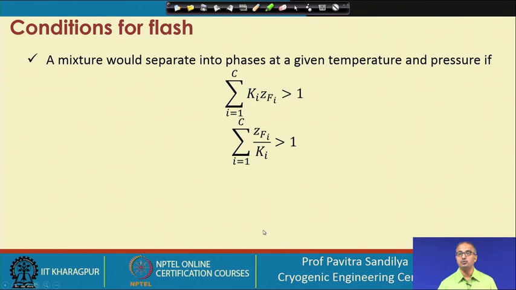Now before we go to the flash calculations, we have to ensure that we are having a two-phase mixture. So we do this kind of checking, that the summation of Ki ZFI should be more than 1. Similarly, the summation of ZFI by Ki, going from I to C, should also be more than 1. If these two conditions are satisfied, then only we go for the flash calculation, because otherwise we will not be getting two phases.